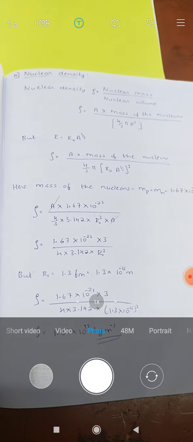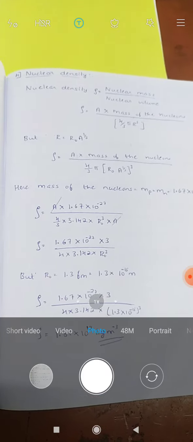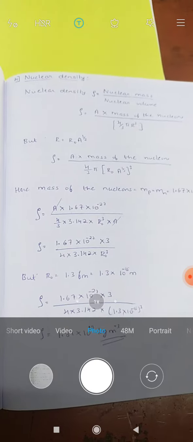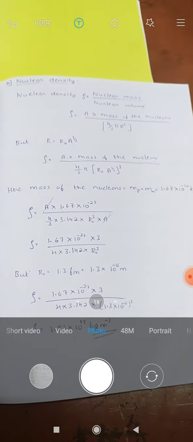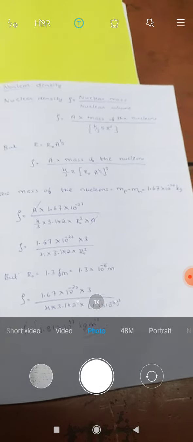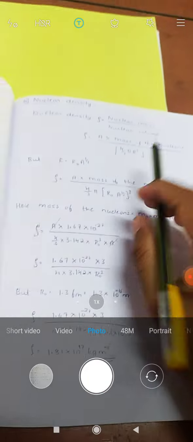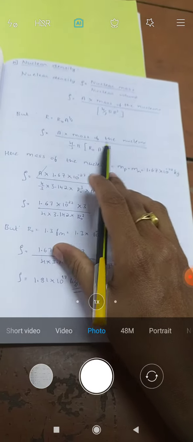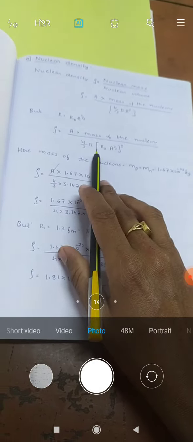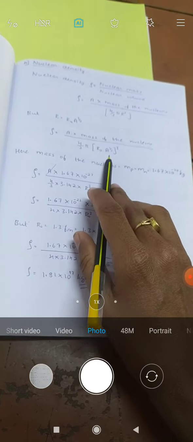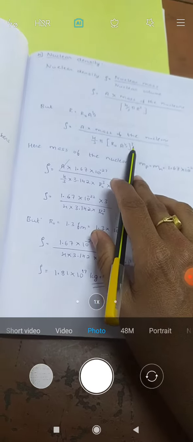But we already know that the radius of the atom r is equal to r0 into A to the power of 1/3. Then next, substitute the value of r is equal to r0 into A to the power of 1/3 in the above expression. Then the expression of rho becomes rho is equal to A into mass of the nucleon divided by 4/3 pi into, instead of r, we have to use r0 into A to the power of 1/3, whole cube.